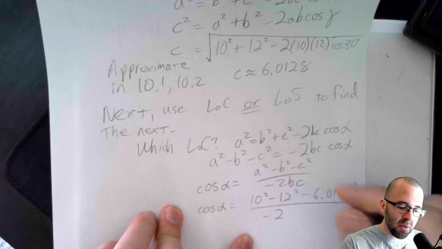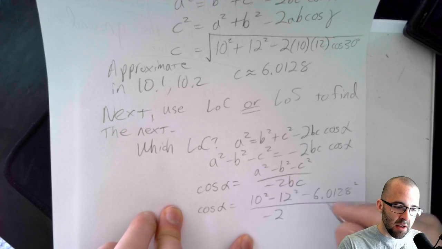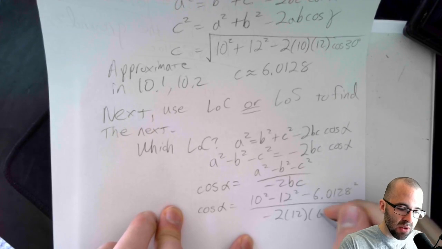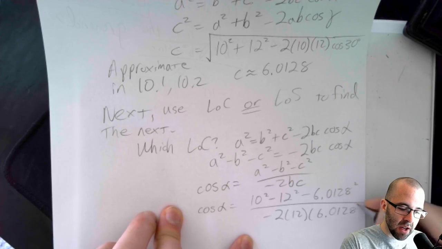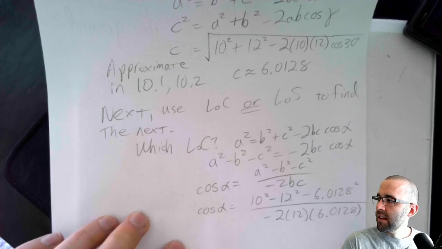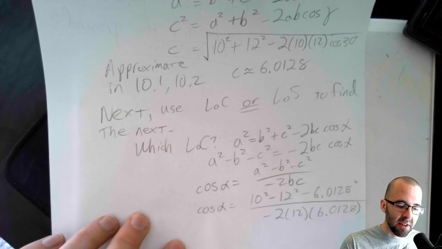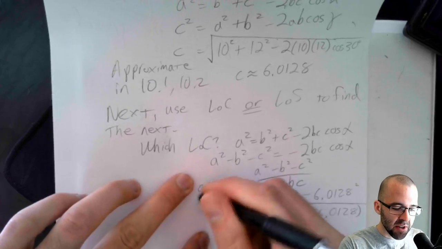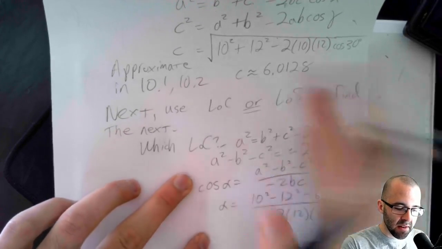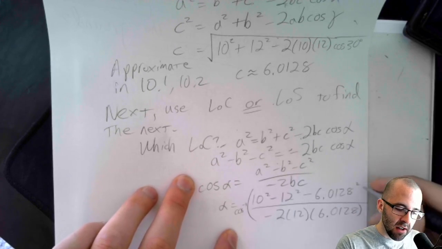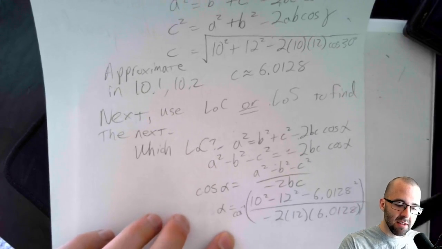Divided by negative 2 times b, and b again we still said was 12, times c, which is still 6.0128. Okay, we need to take the inverse cosine of that. Let's actually do the inverse cosine in this step. So alpha is going to be the inverse cosine of all this.